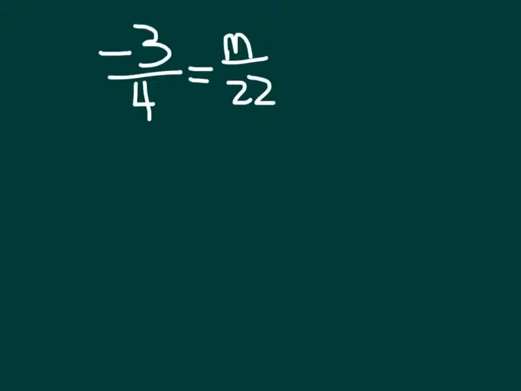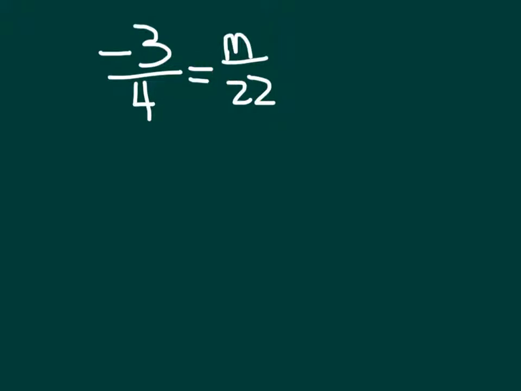Okay, as we look at this one, the first thing that I do is I look to see if there's a relationship like I showed you in the last exercise. But the 4 this time does not go into 22 an exact number of times. So we cannot have a relationship that would be easy to use to solve the problem. So instead we're going to go 4 times m and negative 3 times 22.